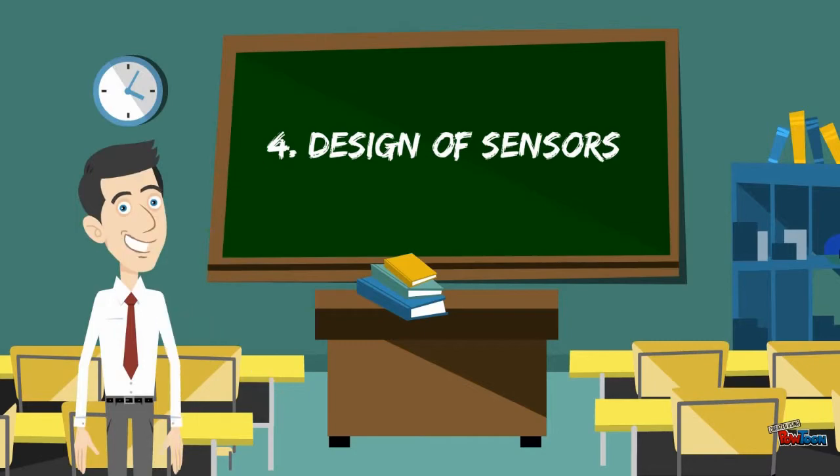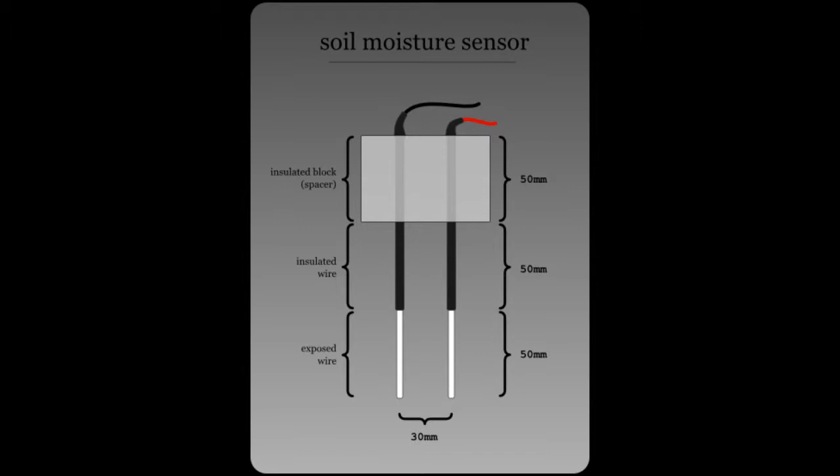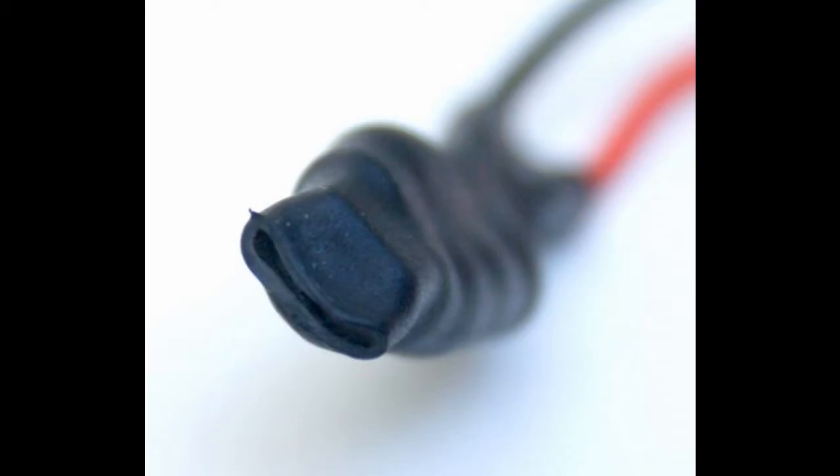Fourth, sensors. The system consists of two kinds of sensors: a soil humidity sensor and a temperature sensor. The soil humidity sensor is placed in the ground. Its primary sensing element is located 5 to 10 centimeters below the surface. Meanwhile, the temperature sensor is located beside the soil humidity sensor. Its primary sensing element is planted 5 centimeters below the surface.